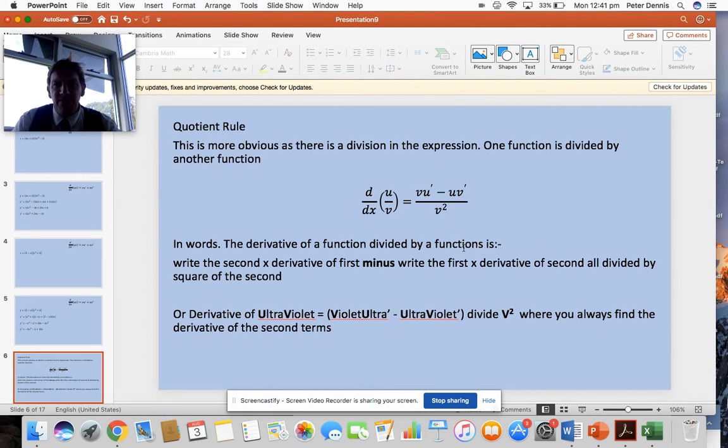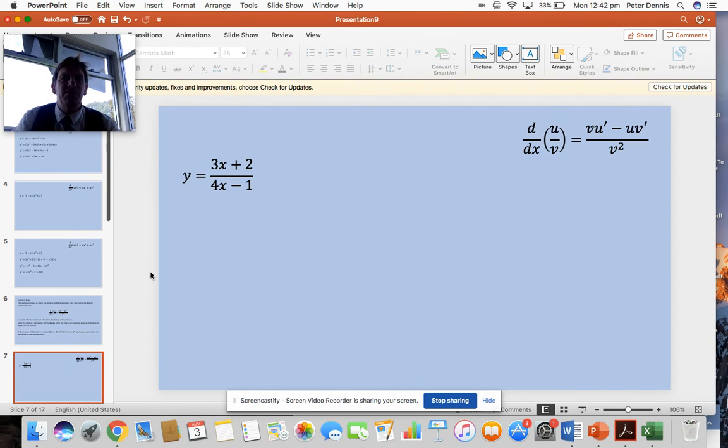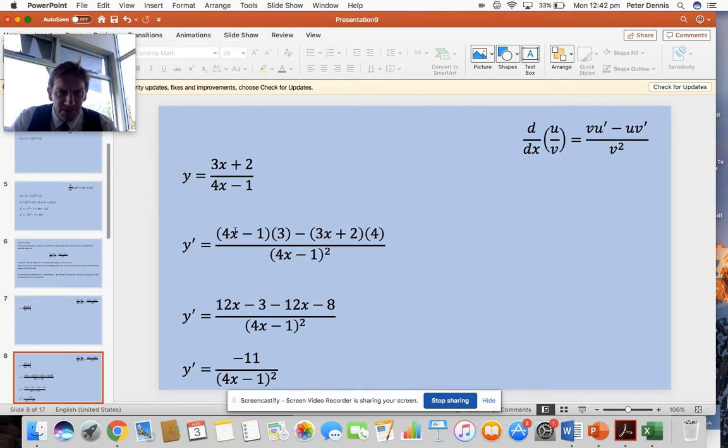Now, the one thing you have to be careful of is this minus in here, because when we do some examples, you'll see that. Here's the formula. So what are we doing here? We're writing down the bottom times the derivative of the top. So it's going to be 4x minus 1 times 3 minus the top times the derivative of the bottom, and then it's all over v squared. So when we do this, again, 4x minus 1 times 3 minus 3x plus 2, what's the derivative of this? 4. And it's all over the bottom squared, the 4x minus 1 all squared.